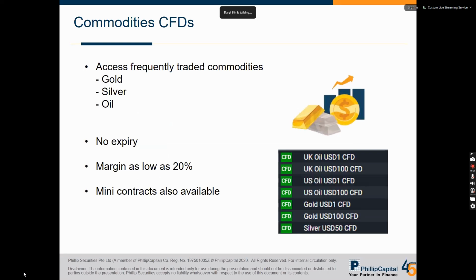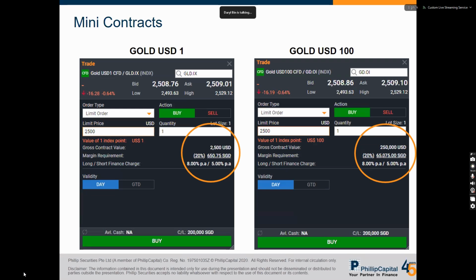So if you have used our platform before, we do allow you to trade on commodities, and these are the frequently traded commodities: gold, silver, and oil. There is no expiry and the margin is as low as 20%. We do provide the mini contracts. So what is mini contracts?